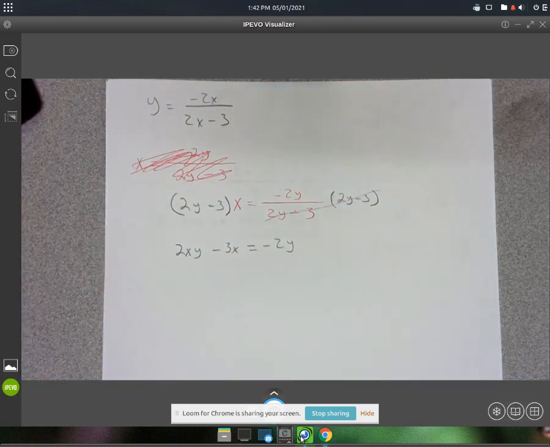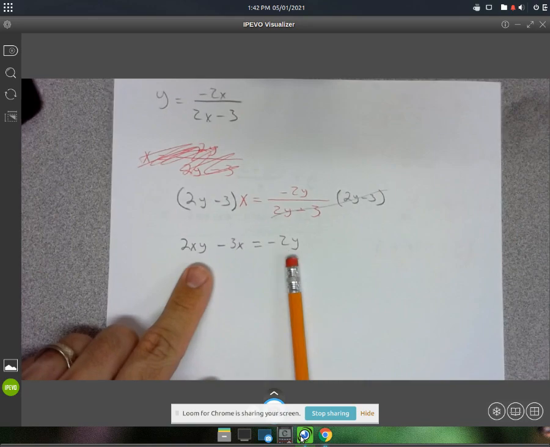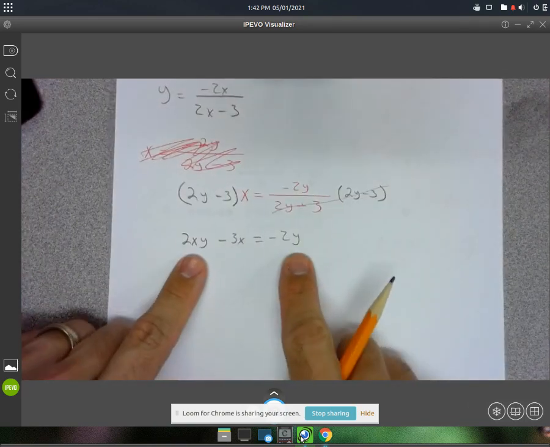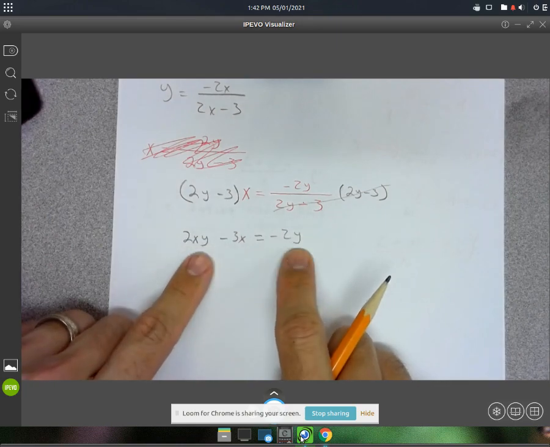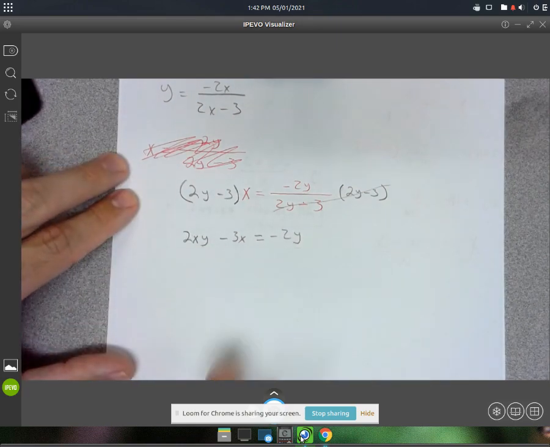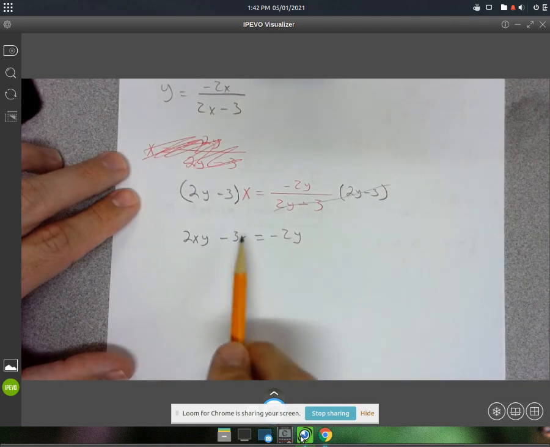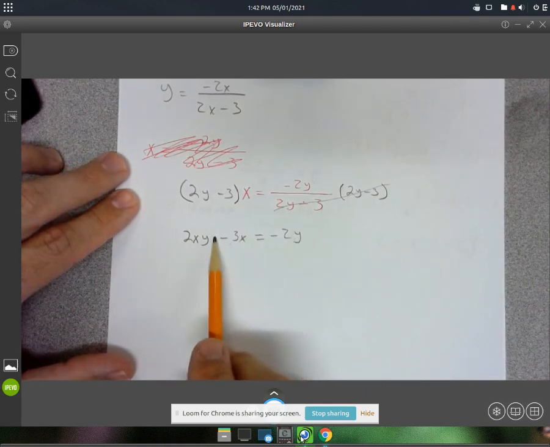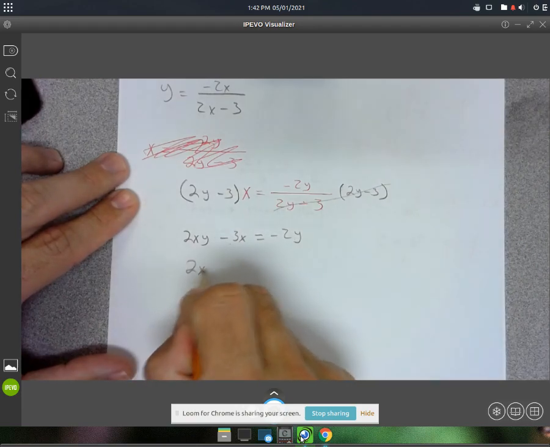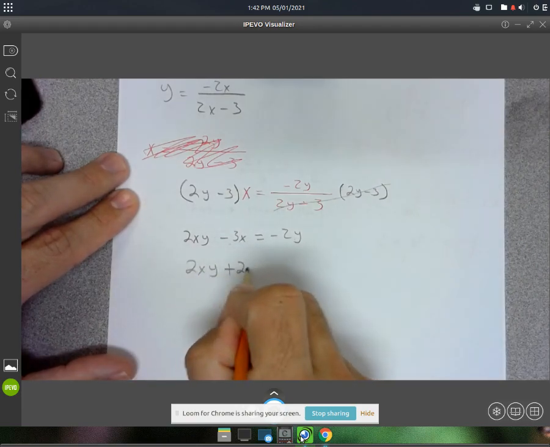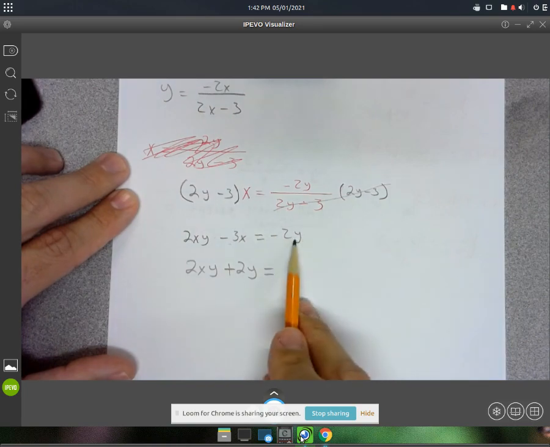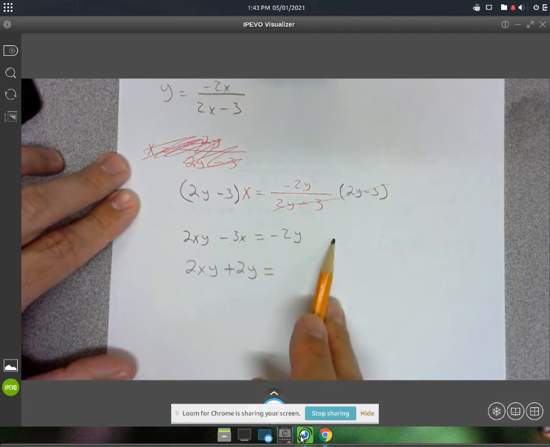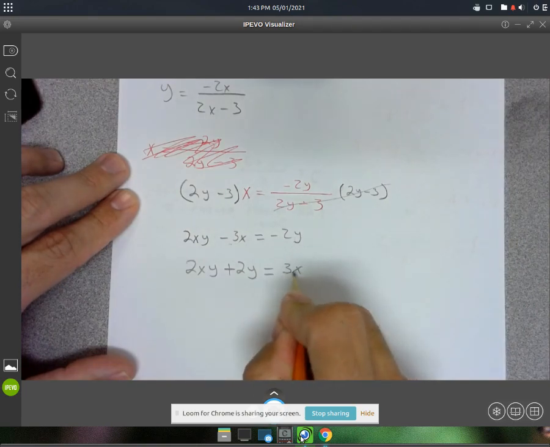So the way we're going to handle this, because there are two y's that we're trying to get by itself, we need to get all of our y's on one side and everything that's not a y on the other side. So I'm going to swap these two here. I'm going to add 2y to both sides, so it's 2xy plus 2y. And I'm also going to move that 3x over to the right side, so it becomes a positive 3x over there.